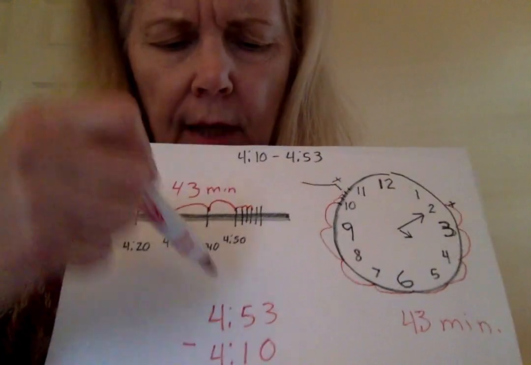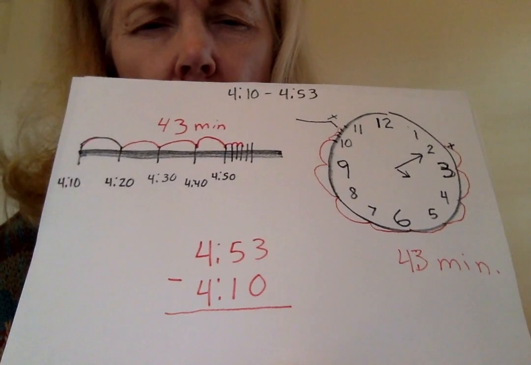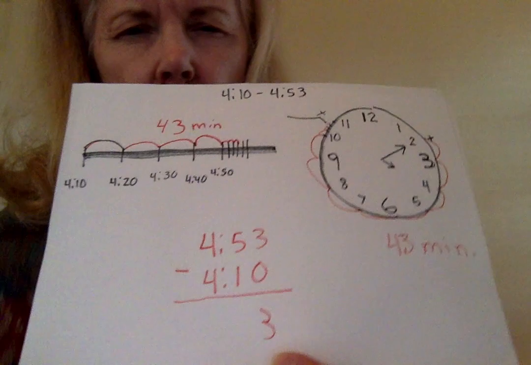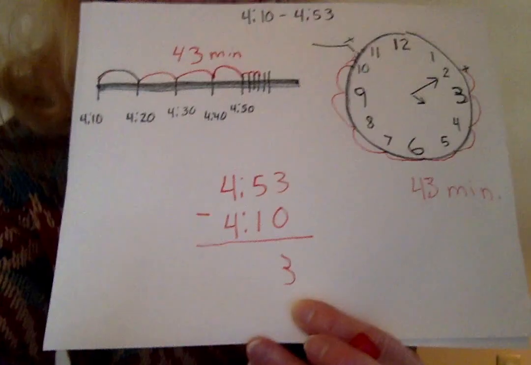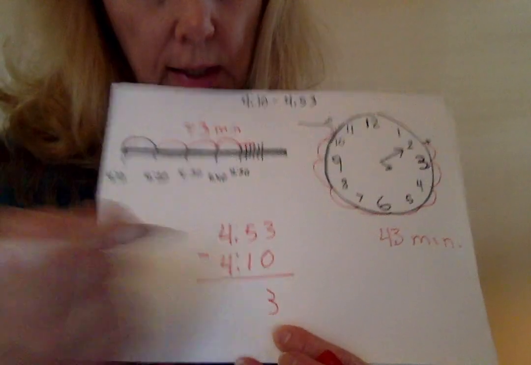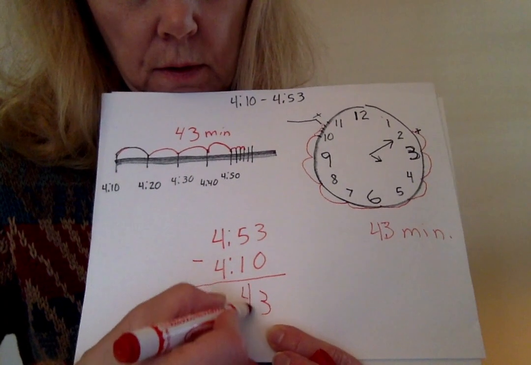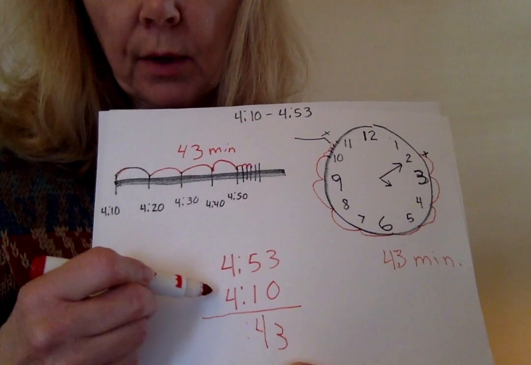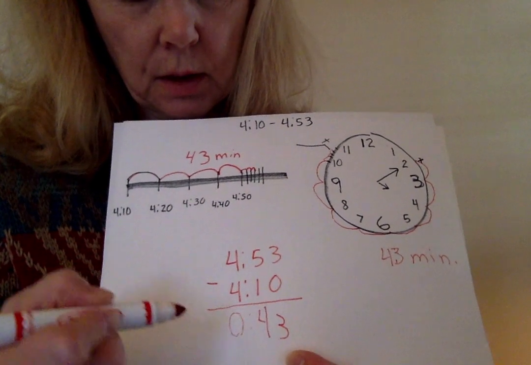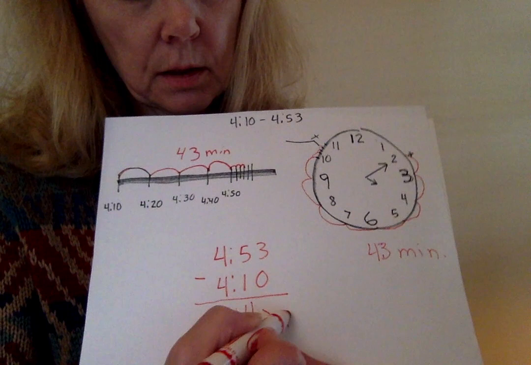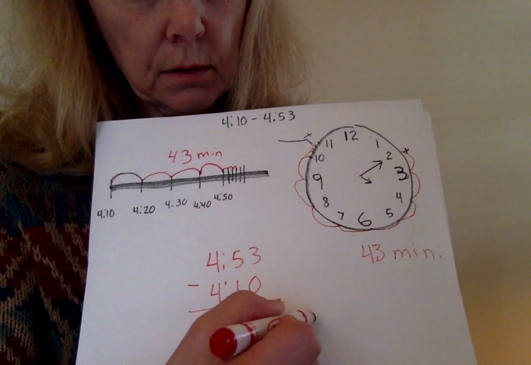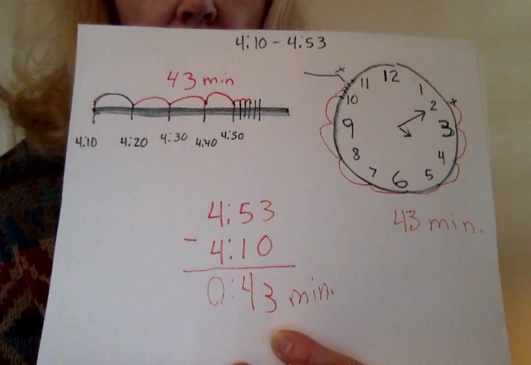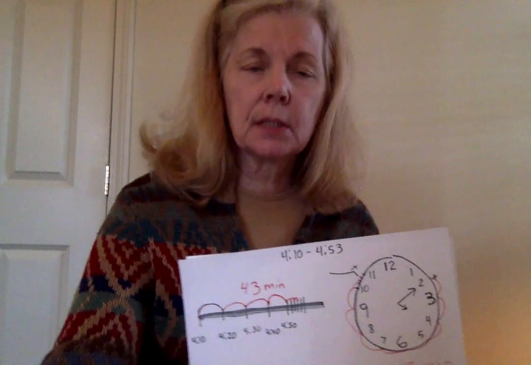Now, we have 3 and we take nothing away. So 3 take away 0 is 3. 5 take away 1. Let's see, I have 5 and I take 1 away. I have 4. And then I've got these dots. 4 take away 4. Well, there's nothing there. Oh, 43 minutes. 43 minutes. 3 ways to find elapsed time.